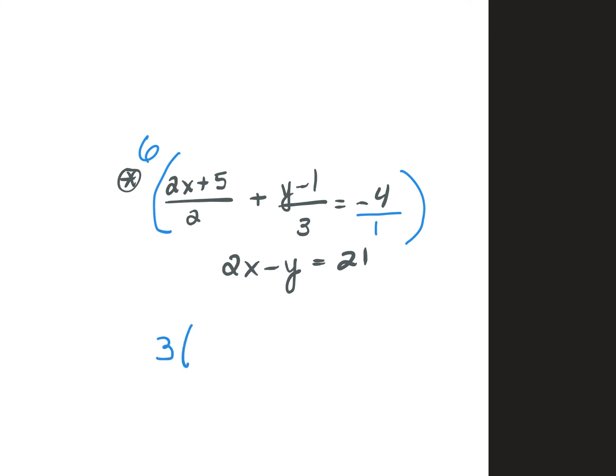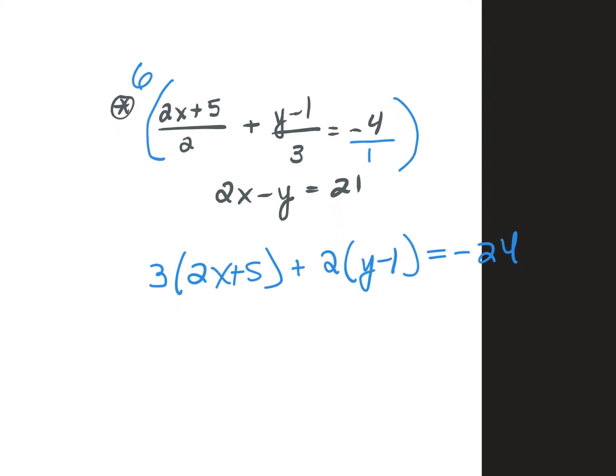So I have a 3 on the outside here, and I have 2x plus 5. If I multiply the second equation by 6, well, 6 divided by 3 is 2, so I'm left with 2 times y minus 1. And then 6 times negative 4 gives me negative 24. So all we did was make an equivalent equation, but we got rid of the denominators. We got them to cancel out. I got a common denominator between the two of them, just multiply the whole thing through. So you can do that, or you can work with the fractions if you want to.